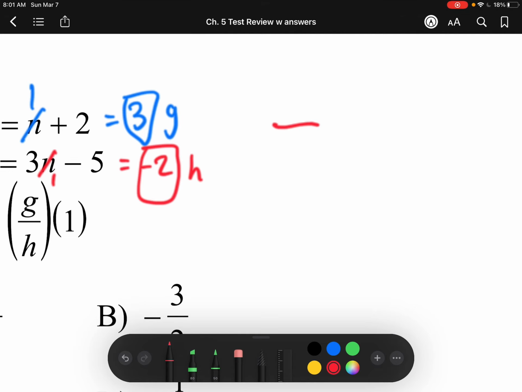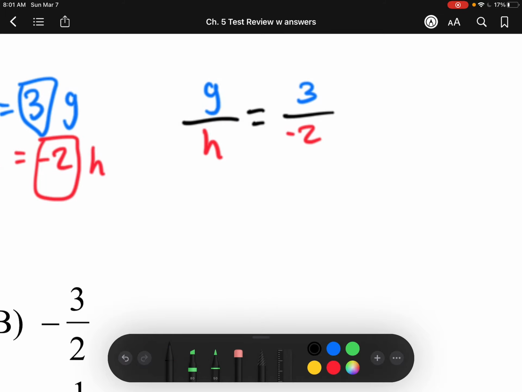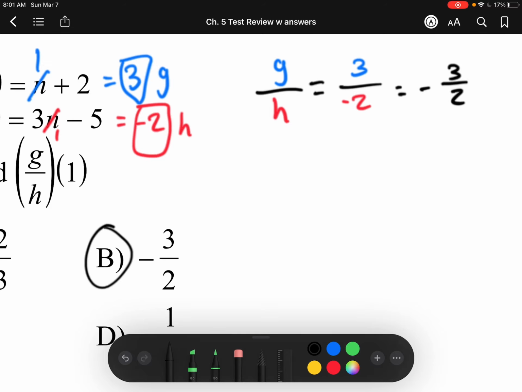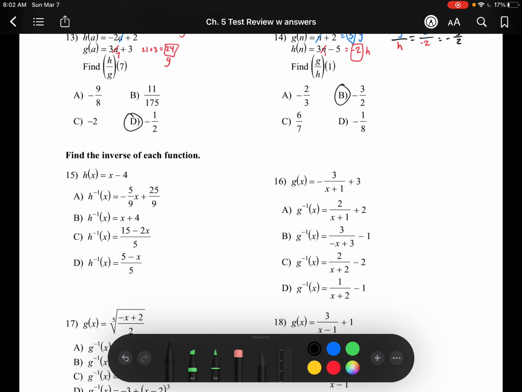So I'm putting value g over value h. Right? It tells us right here to do that. So my value g is 3, and my value h is negative 2. So I have 3 over negative 2, which I can't simplify any further, so that's just negative 3 over 2, right? Which is option B. So these are going to be pretty simple. You just have to find the method that you think is best suited for you, and then do that.